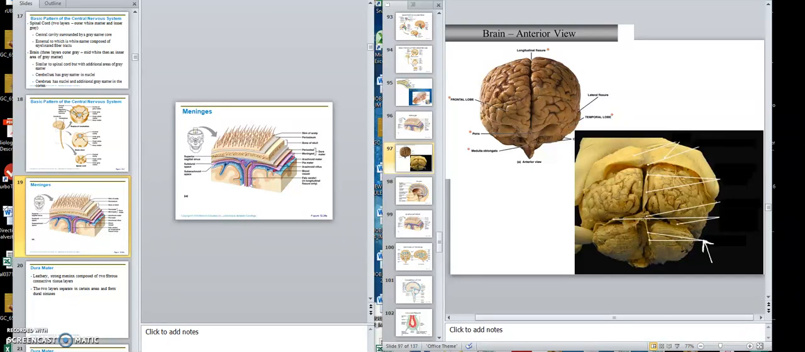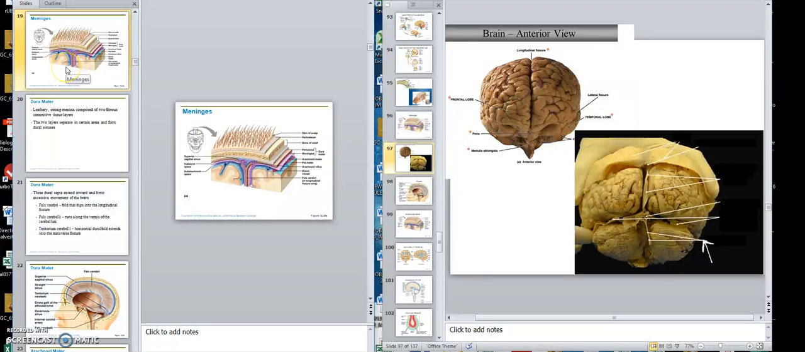Okay, class, we're back now, and what we're talking about now are the meninges, the brain meninges. Now, let's think about what we did before. We did it for the spinal cord. We said we had a dura mater, an arachnoid, and then a pia mater. It's the same for the brain, but it's a little more involved. So let's just look at it, but it's really the same.